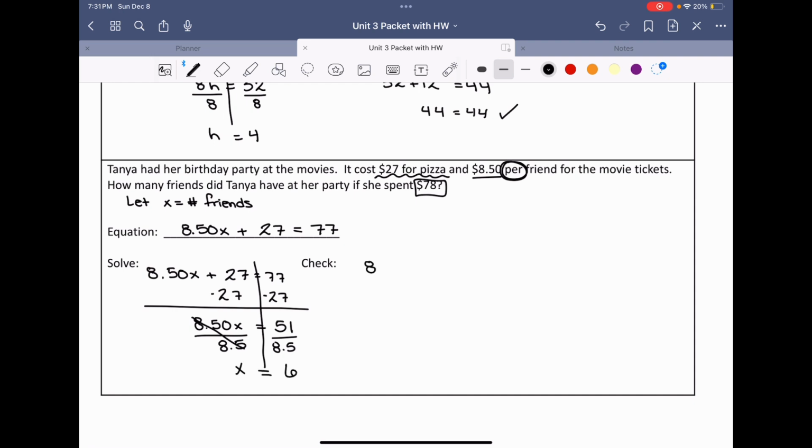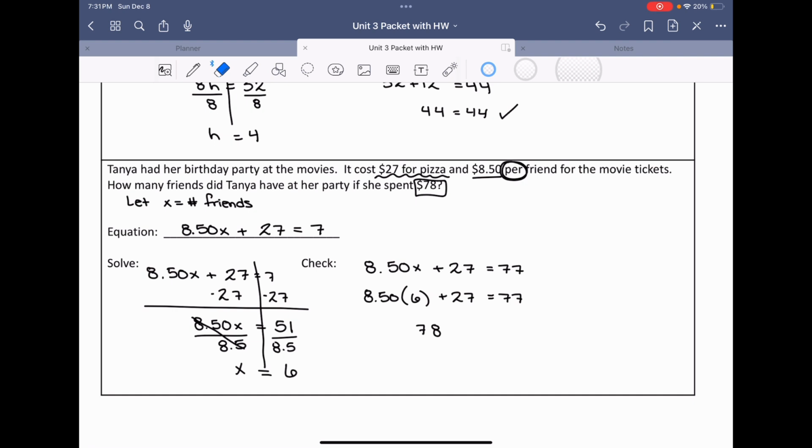So we're going to go ahead and check. Rewrite, and replace. And we get 78. Oops. Did I write 77 that whole time? Wow. Let me just fix that. I did 78 in my head the whole time, but not on the page. There we go. 78 equals 78.